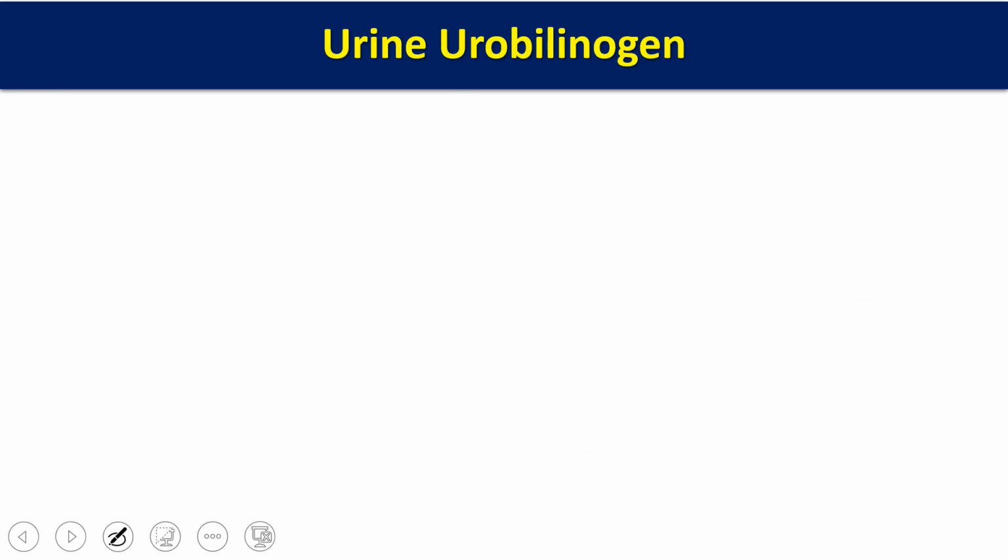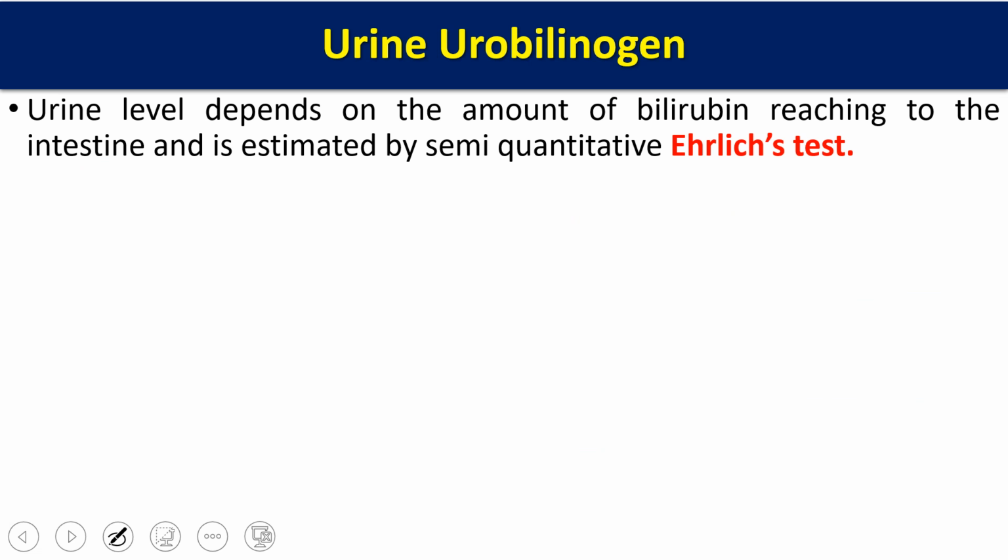Another component which we are going to detect is urine urobilinogen. The presence of urobilinogen in the urine depends on how much bilirubin reaches the intestine, because urobilinogen is what comes to the kidney. If more urobilinogen forms in the intestine, more will reach the kidney. If less urobilinogen comes from the intestine, only a small amount will be in the kidney. So the urine level depends on how much bilirubin reaches the intestine.